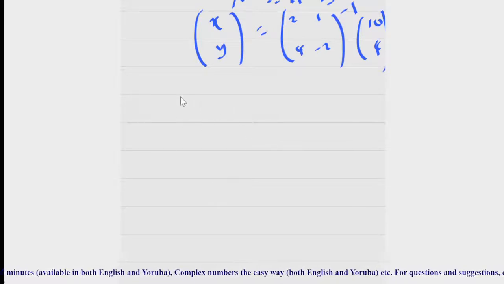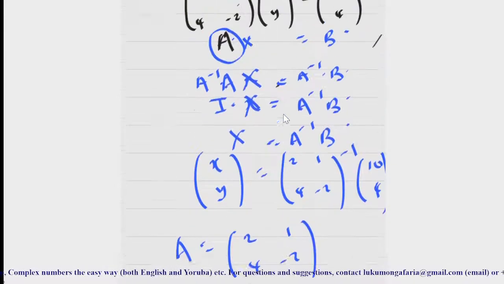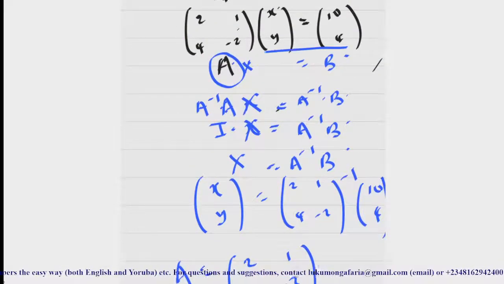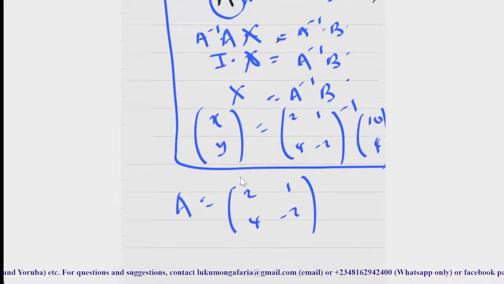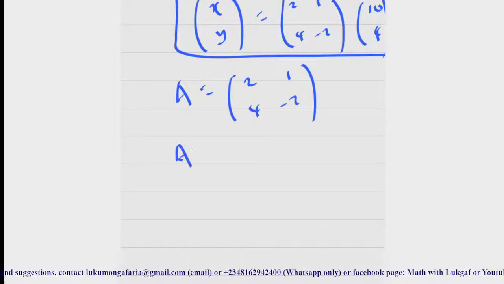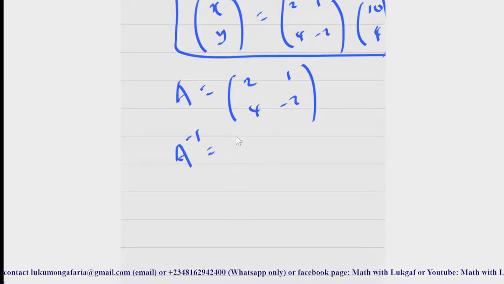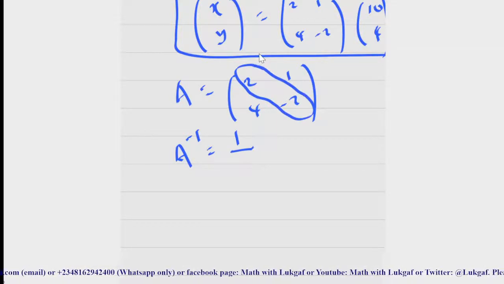Now my A is 2, 1, 4, minus 2. You might not need all this; I just use it to explain so that you don't get confused. If my A is equal to 2, 1, 4, minus 2, then you now find your A inverse. Don't forget the shortcut method I told you. That will be 1 divided by the determinant.